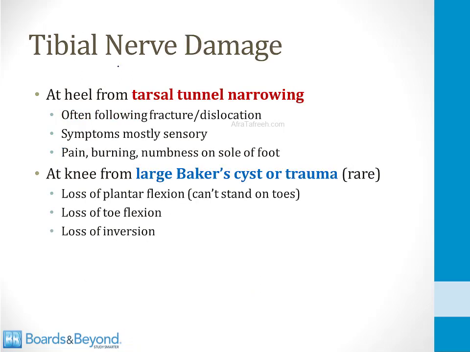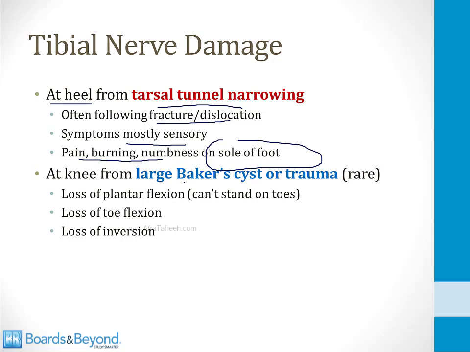And if you understand all that, it's very easy to understand what happens when there is damage to the tibial nerve. The nerve can be damaged at the heel from tarsal tunnel narrowing. This often happens following a heel or foot fracture or dislocation. The muscles in the posterior leg will be fine, but the sensory innervation of the foot will be affected. So the symptoms are mostly sensory, and they are symptoms like pain, burning, and numbness on the sole of the foot. Remember, the tibial nerve supplies the sole of the foot, and the common peroneal nerve supplies the dorsum of the foot.